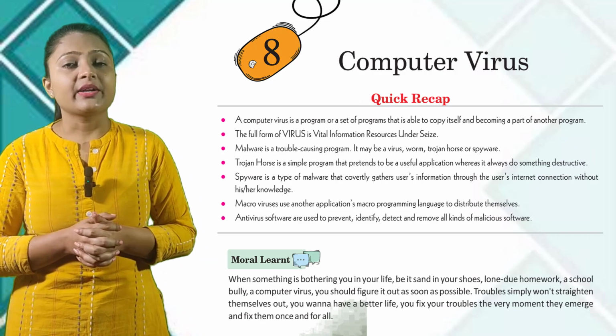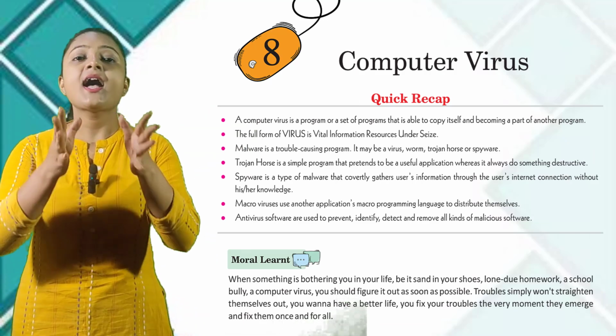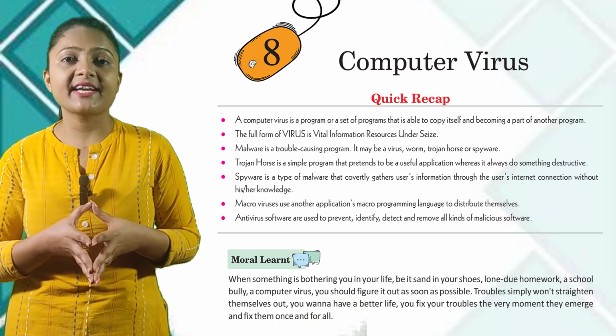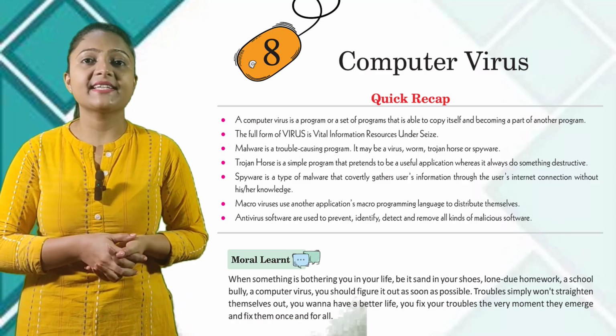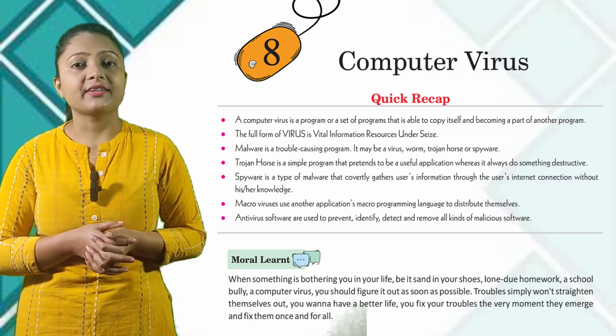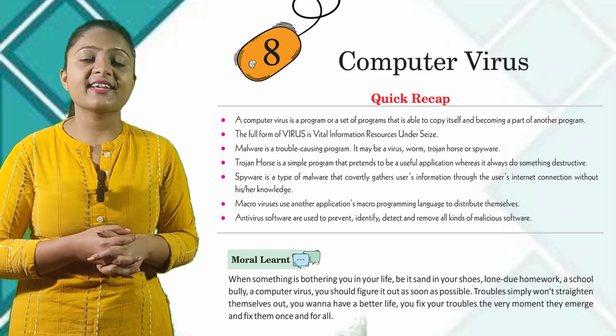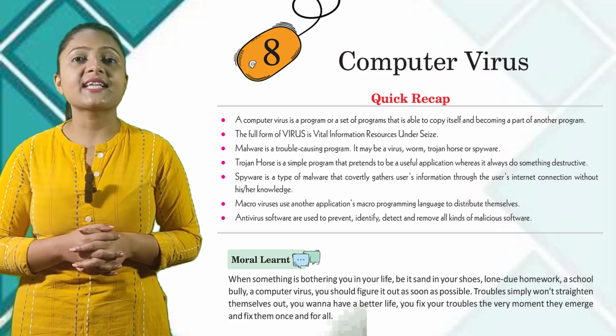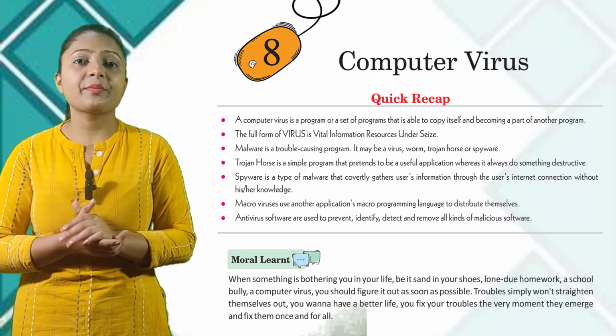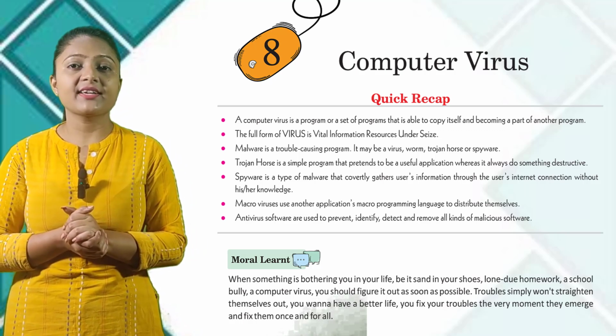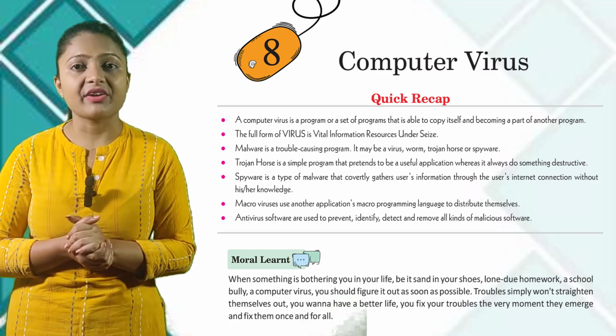Now let's have a quick recap. Quick recap. A computer virus is a program or a set of programs that is able to copy itself and become a part of another program. The full form of VIRUS is Vital Information Resources Under Siege. Malware is a trouble-causing program. It may be a virus, bomb, Trojan horse or spyware.